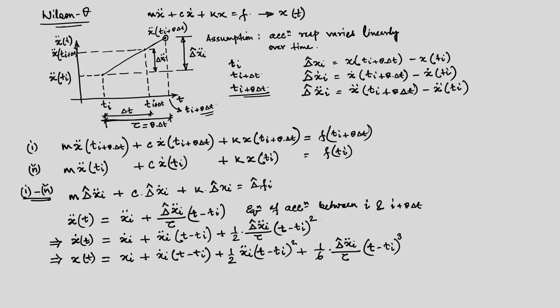Right. Again, I repeat, we started with the assumption on acceleration, then from that we get the equations of displacement and velocity. Now, in these expressions, particularly velocity and displacement, if we put t equal to t_i plus tau, where tau is theta times delta t, then we can express delta x_i hat and delta x_i dot hat using the information we have. So, let us do that in a minute.